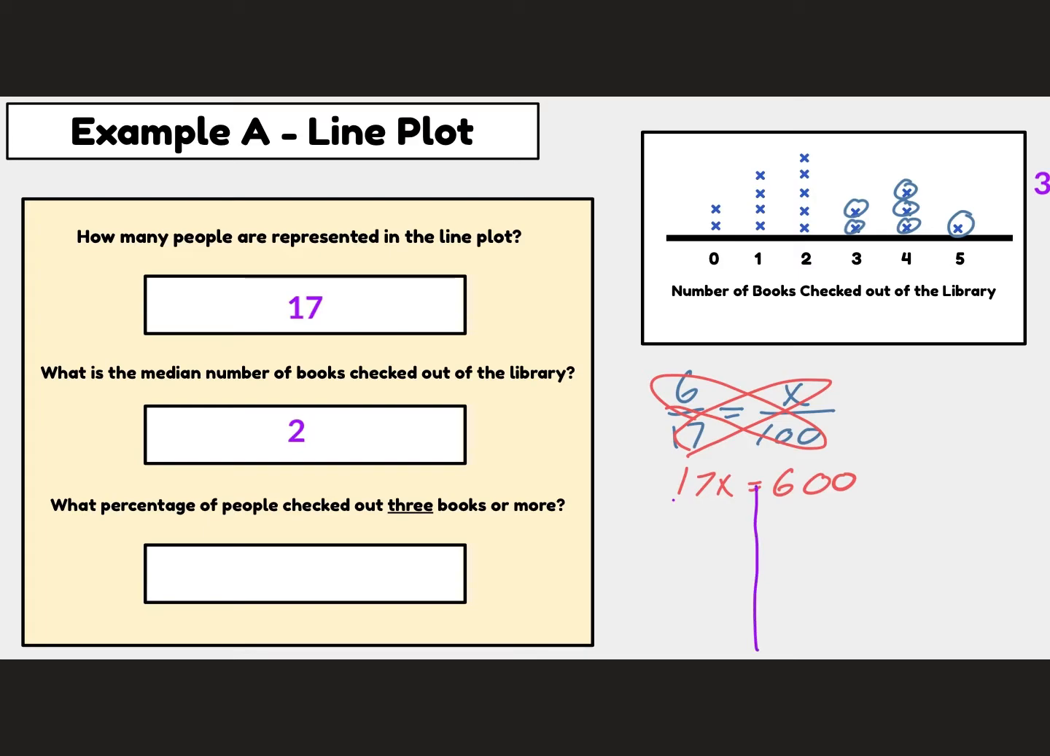The inverse of multiplication is division, so I'm going to divide both sides by 17. These are going to cancel, and x is going to leave me with a decimal that's not going to terminate, but I'm going to round it to the nearest hundredth, so I'm going to get 35.29%. So the percentage of people who checked out 3 books or more is 35.29%.